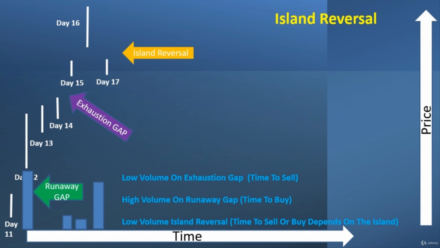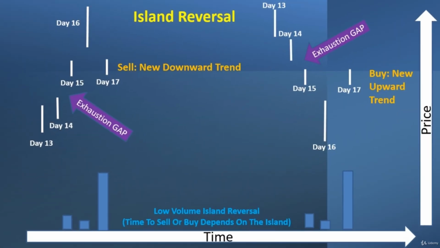We need a day 17 to show what's going to happen. On day 17, there's going to be some high volume, is one way you can see you've got your island reversal. You've got these low volume days of exhaustion gaps and island forming, and then the reversal going the opposite way is happening where there's a lot of volume and it's going to go the other way. So the time to sell or buy depends on the island, as I mentioned.